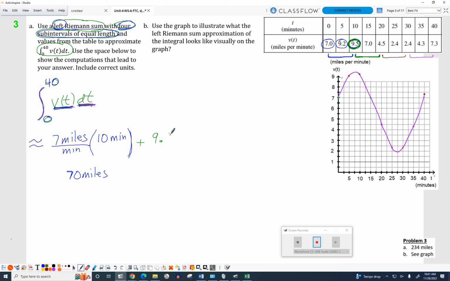And we take that velocity. You can stop writing units. That gets a little bit tedious. Multiply that by the 10 minutes. We now know that the displacement for the second 10-minute period would be an estimate of 95 miles.